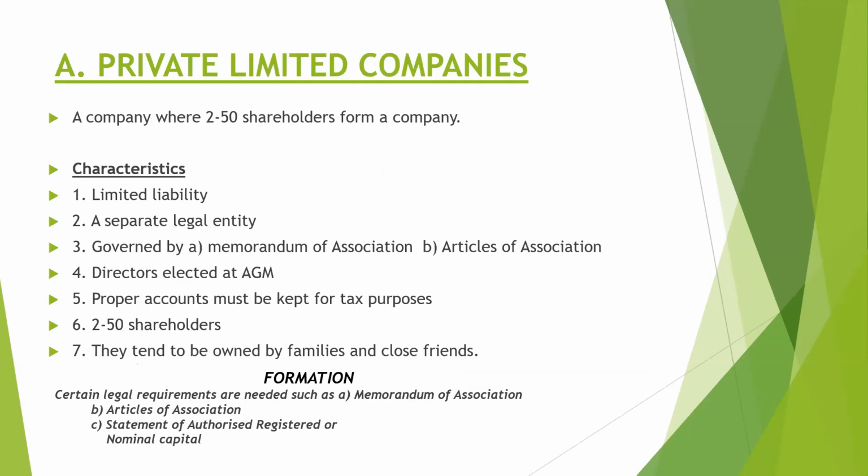So with private limited companies, a company where 2 to 50 shareholders form a company, we have the characteristics. We have limited liability, separate legal entity, and they're governed by the Memorandum of Association and the Articles of Association. I'm stopping there on number 3. Articles of Association and Memorandum of Association are just policies, or I should say, what is required to form a private limited company. You need to be registered and have a Memorandum of Association and an Article of Association.